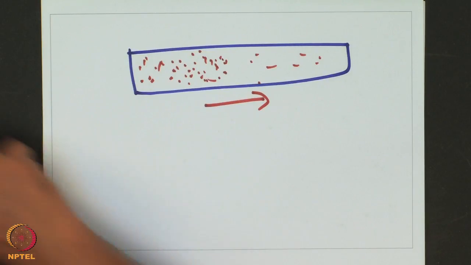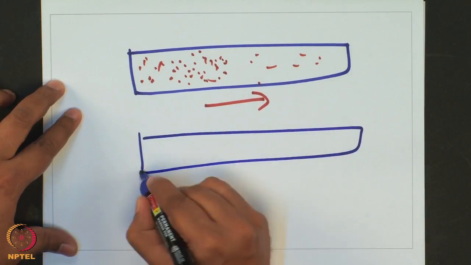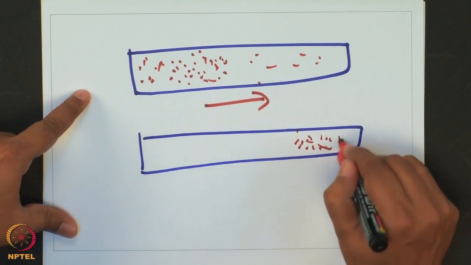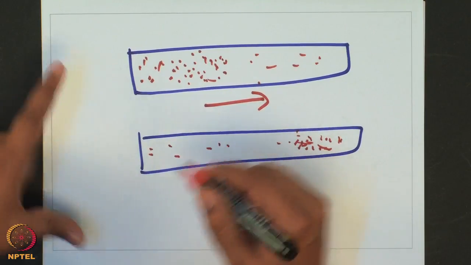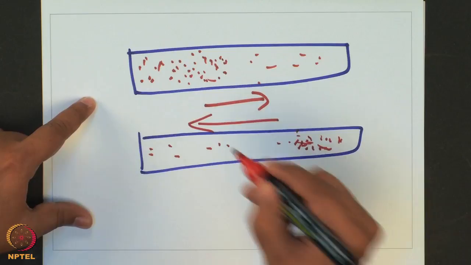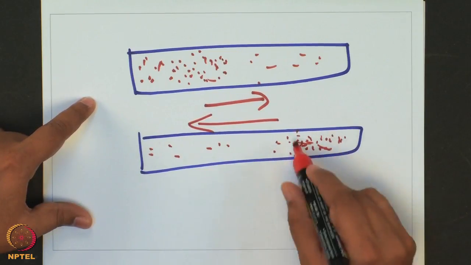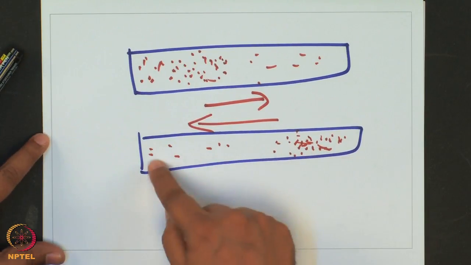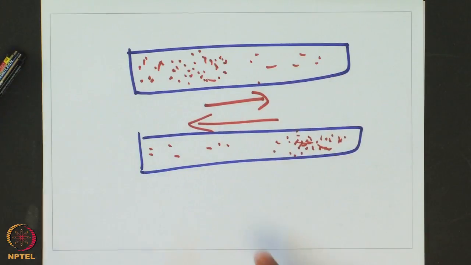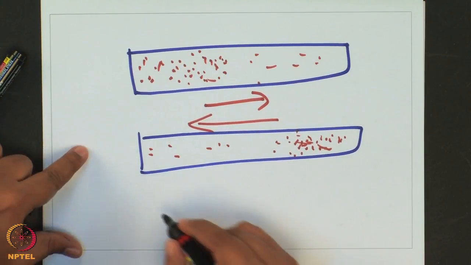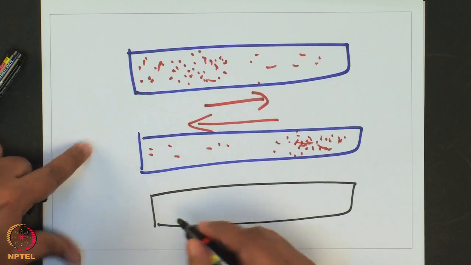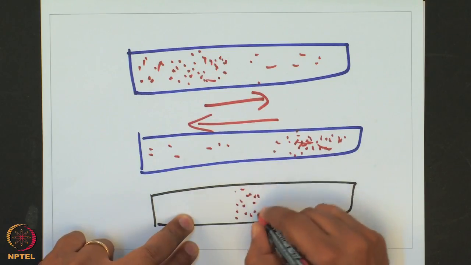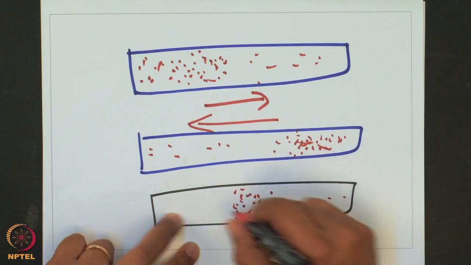If I have a situation like this, where you have lower concentration here and higher concentration here, the flow will be in the opposite direction. From higher concentration to lower concentration will be the flow of protein molecules. So, here the protein molecules will flow in this direction, and here the protein molecules will flow in this direction. If I have a situation which is in between, where in the middle I have a lot of molecules and very few on either side.